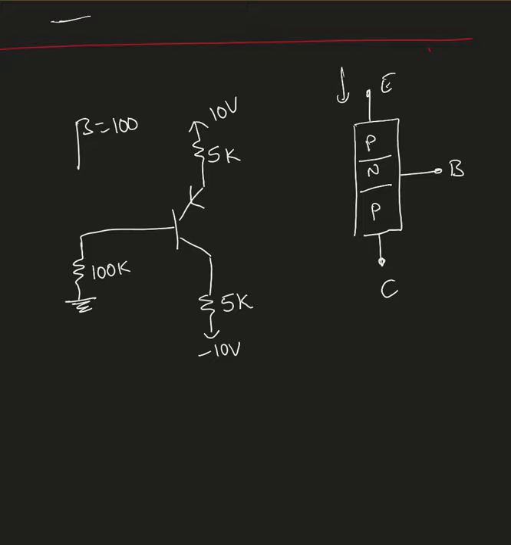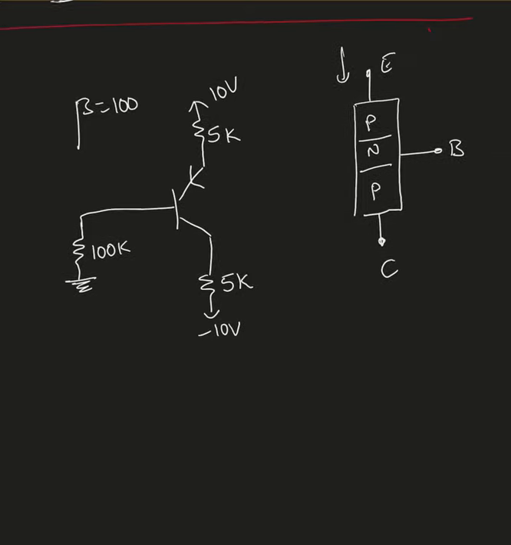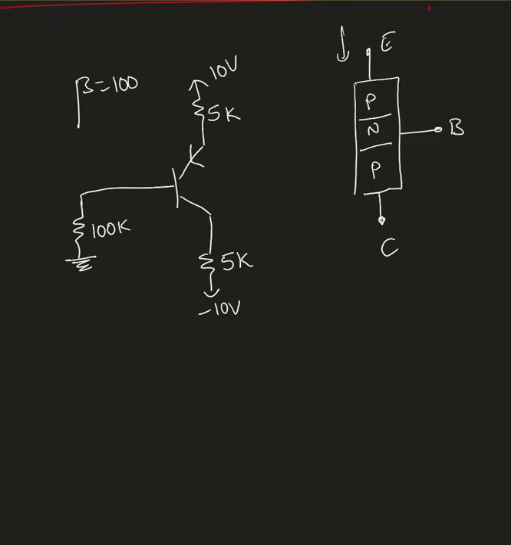Here is the next example. In this example, we're still doing the DC analysis, but the difference is it's a PNP transistor. How do I know? The arrow is going in. If the arrow is coming out, then that's NPN. If the arrow is going in, that's PNP. The arrow is always on the emitter side.